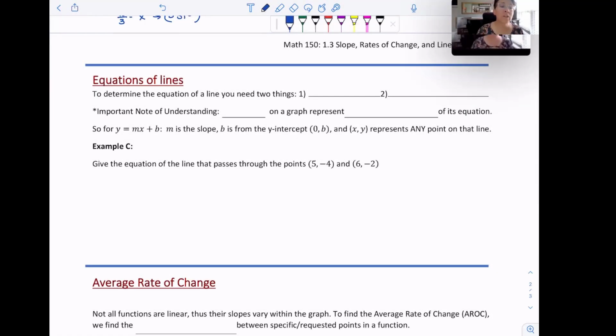Next section is equations of lines. To determine the equation of a line, remember we need two things. We need to know the slope, and we need a point.